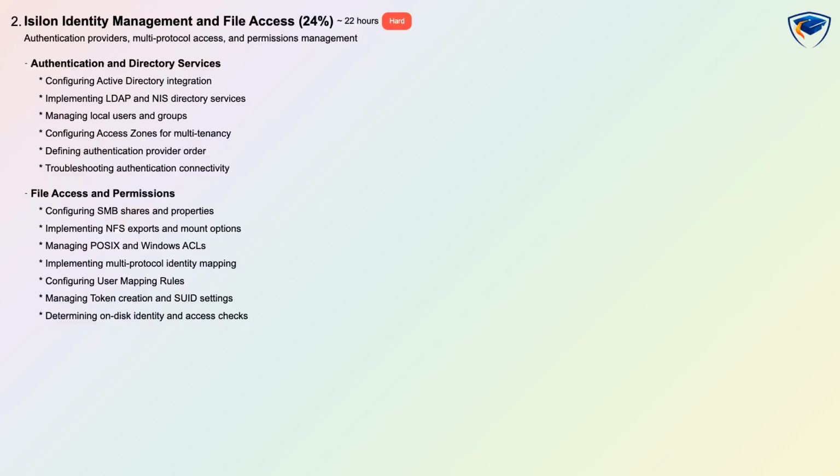ISIL Identity Management and File Access is weighted at 24%, has a hard difficulty and about 22 hours of estimated learning time, and is assessed through scenario-based questions. You will practice configuring Active Directory integration, LDAP and NIS directory services, managing local users and groups, and defining authentication provider order and access zones for multi-tenancy.